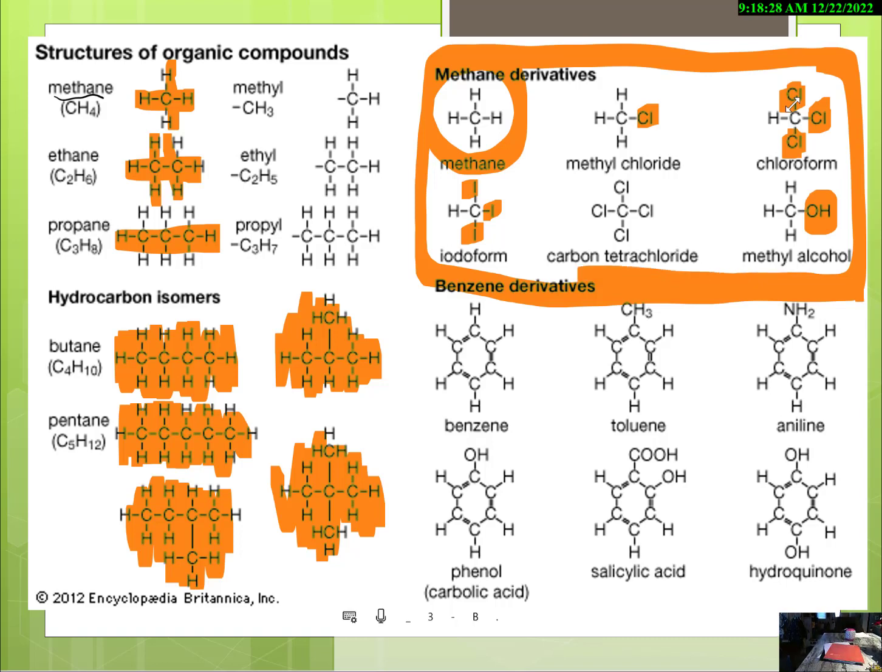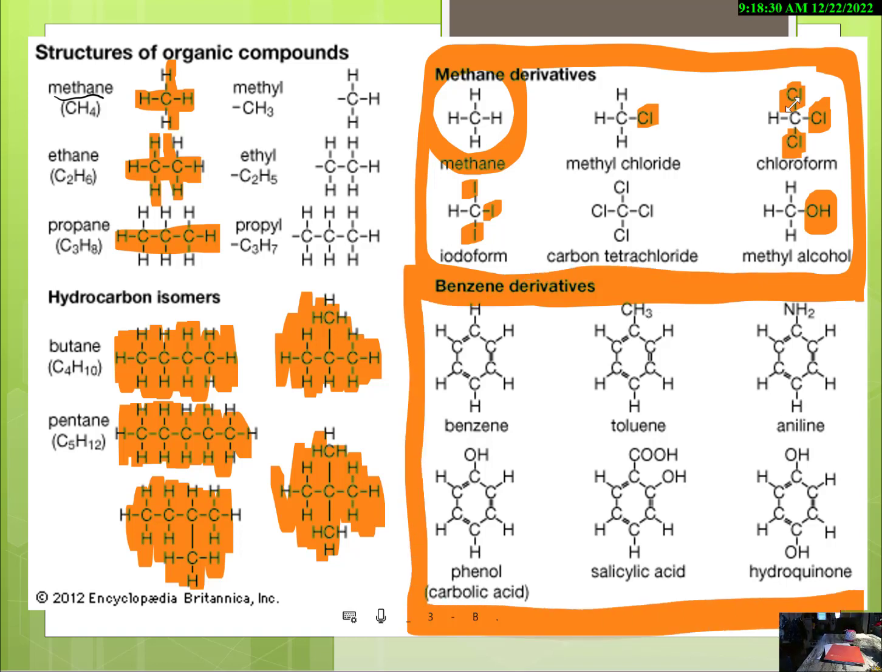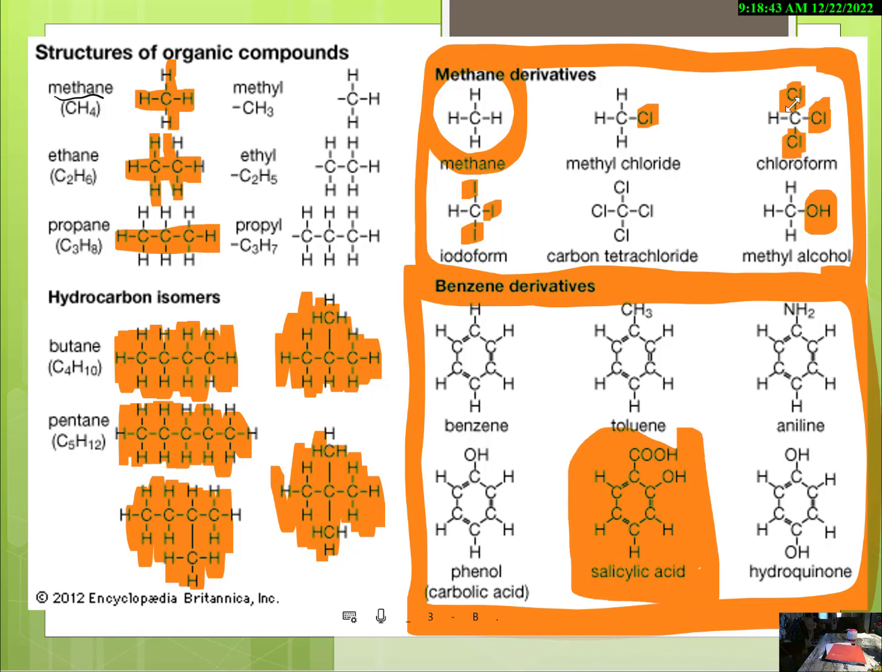And then again, we're not going to talk too much about benzenes here, but these are just some examples. We'll see a lot of salicylic acid. We have some implications of aspirin and wintergreen oil.